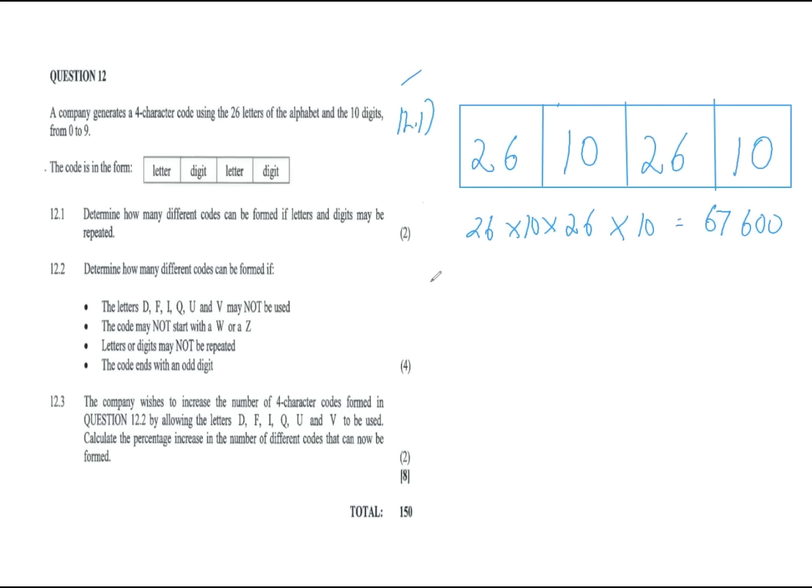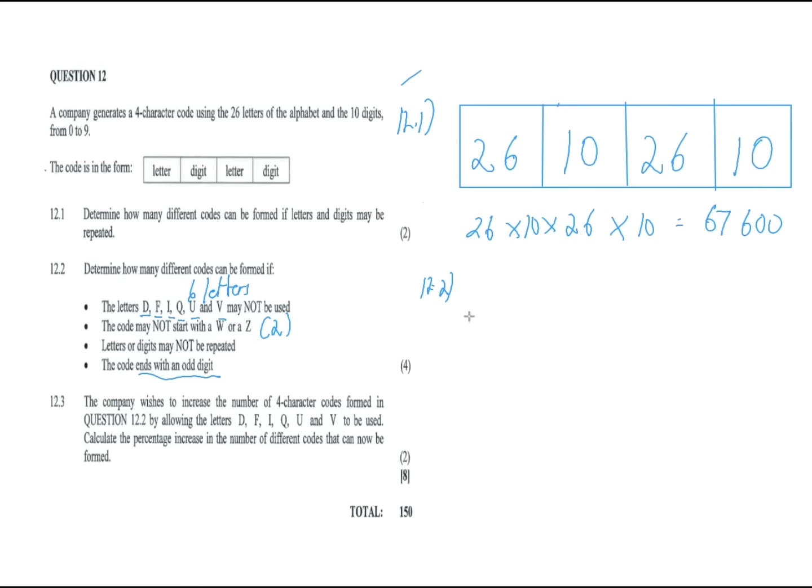Now, 12.2, they say determine how many different codes can be formed if the letters D, F, I, Q, U, V may not be used. So 1, 2, 3, 4, 5, 6. 6 letters have to be excluded. The code may not start with W or a Z, right? Meaning 2 letters would have to be excluded from the first position. Letters or digits may not be repeated. The code ends with an odd digit, right?